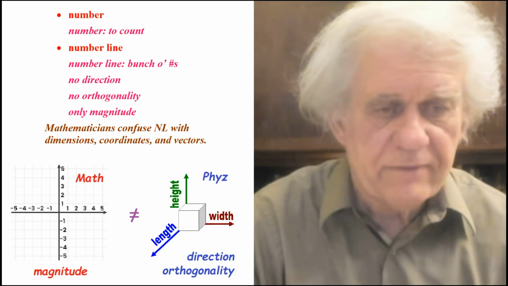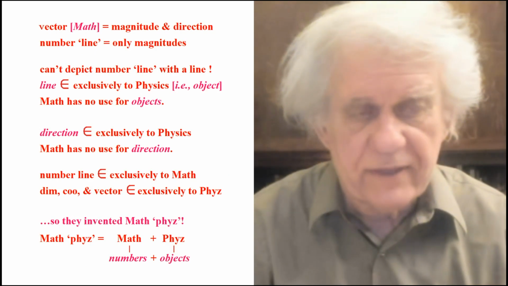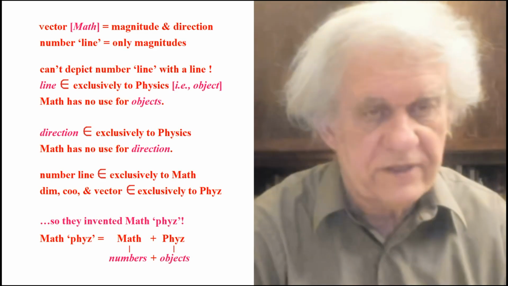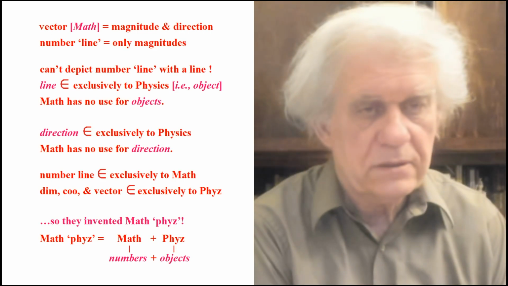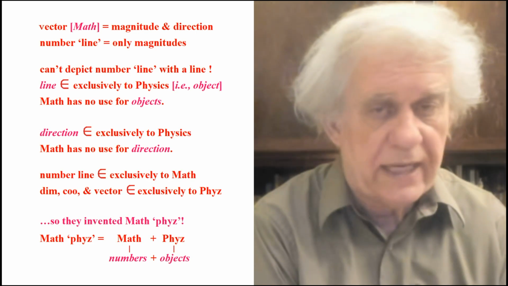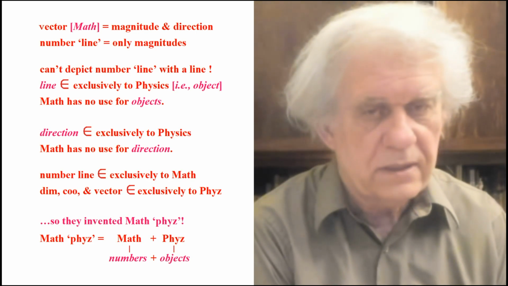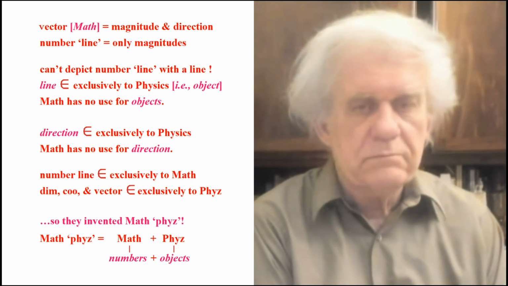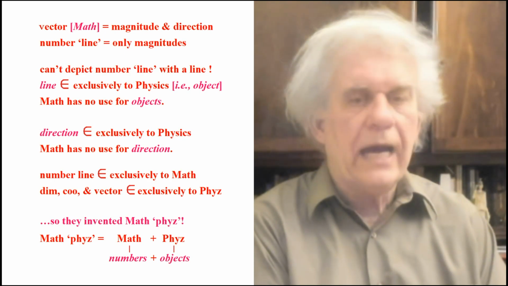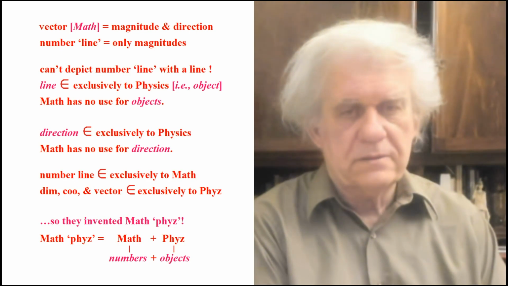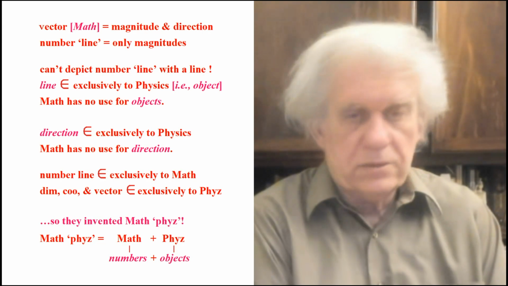Okay, so here we have a little bit of a summary for all this. What's a vector in math? This is the mathematical vector, not the one of physics. Magnitude and direction. That seems to be a number line because number line is magnitude and direction. That's all it has, magnitude, but not direction. Direction belongs to physics. You can't depict a number line with a line. Makes no sense to depict a number line with a line. Again, you cannot say that the number 3 is to the left or the right of the number 6. You can put them any way you want because it has nothing to do with direction.